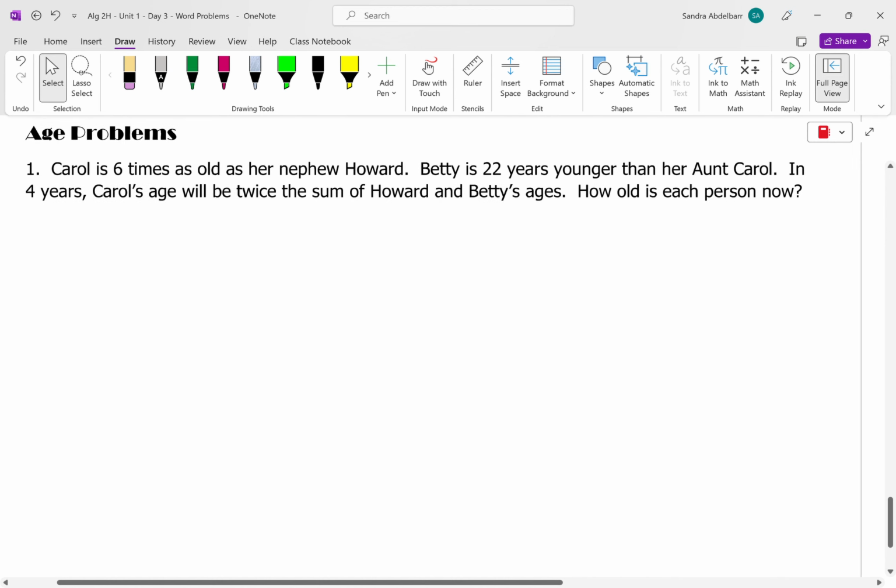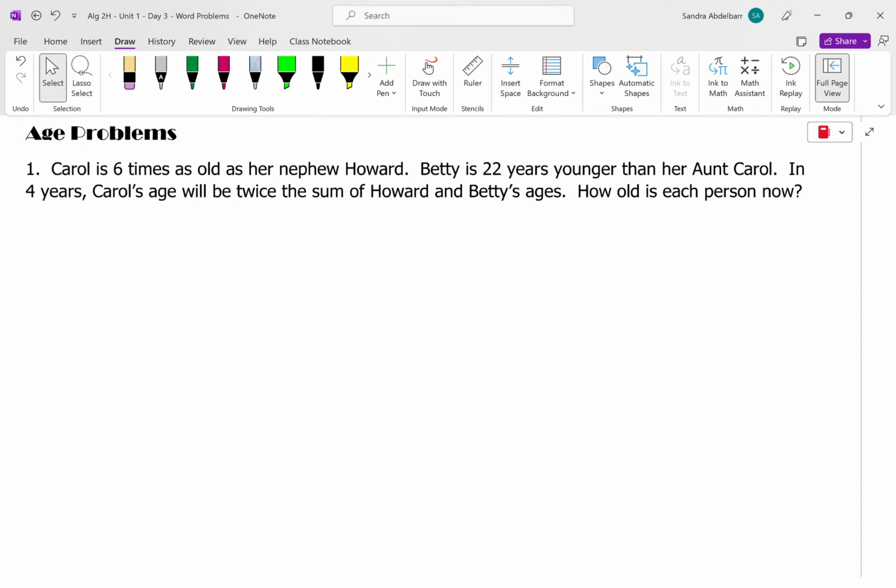All right, the last problem we're going to do is age problems. Carol is 6 times as old as her nephew Howard. Betty is 22 years younger than her Aunt Carol. In 4 years, Carol's age will be twice the sum of Howard and Betty's ages. How old is each person now?